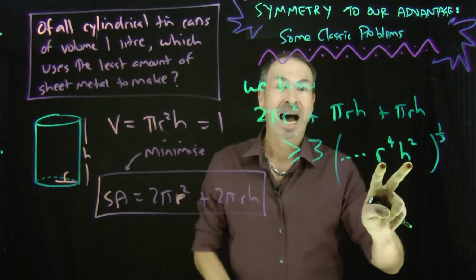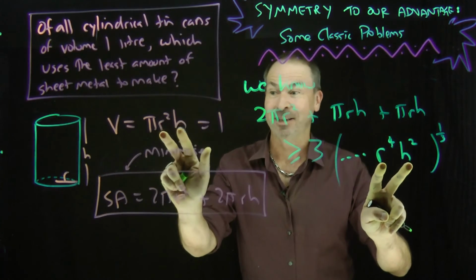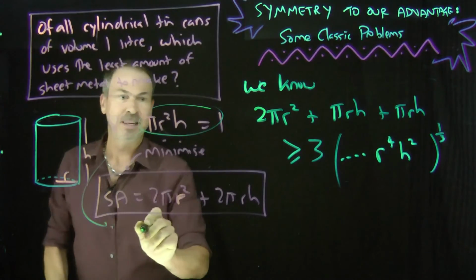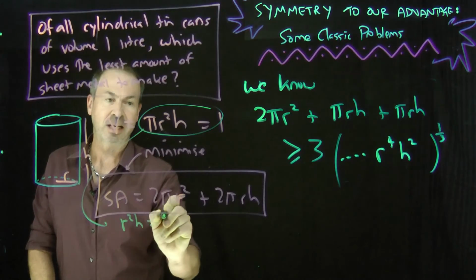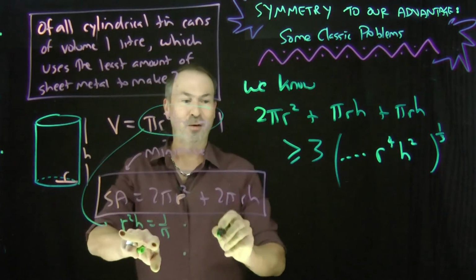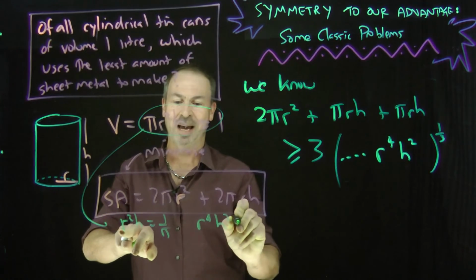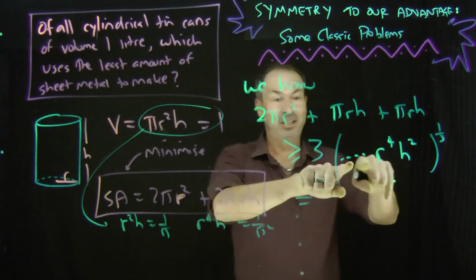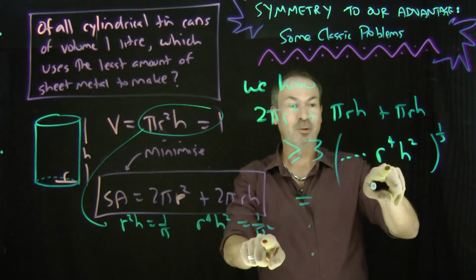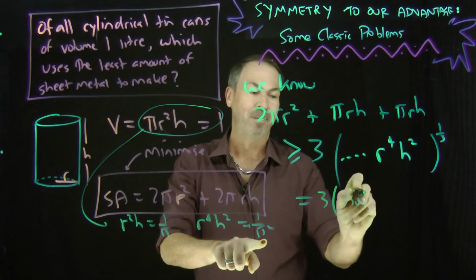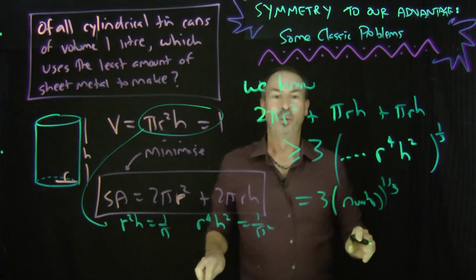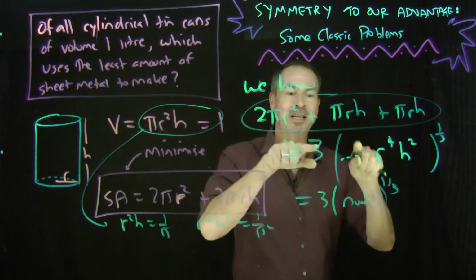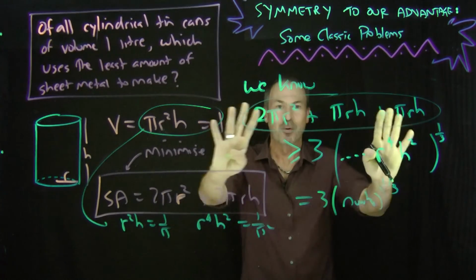I do. R to the 4th h squared is basically connected to r squared h. In fact, I can see right here, using this given, that r squared h is 1 over pi. Therefore, if I square both sides, I know that r to the 4th h squared equals 1 over pi squared. So this is just some numbers times 1 over pi squared, which is just another number, 3 times the cube root of that number. Whoa! So my surface area is always greater than or equal to some number. Don't bother working out what the number is.